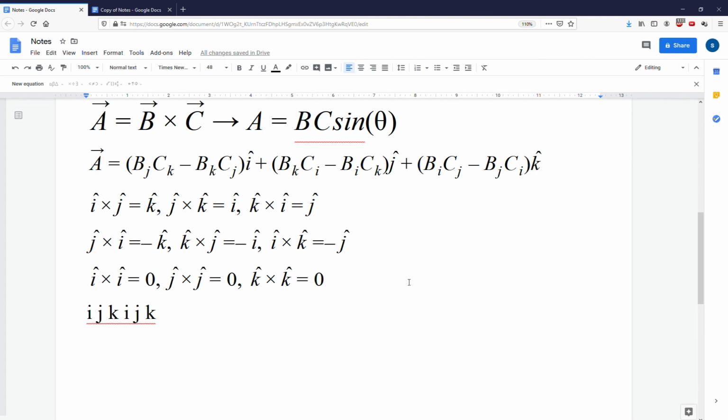Perhaps a simpler way of remembering this is to write down the letters i j k. And you know that if you're going to the right, it's positive. So i times j is k, j times k is i, k times i is j. And if you're going to the left, it's negative. k times j is negative i, j times i is negative k, i times k is negative j.